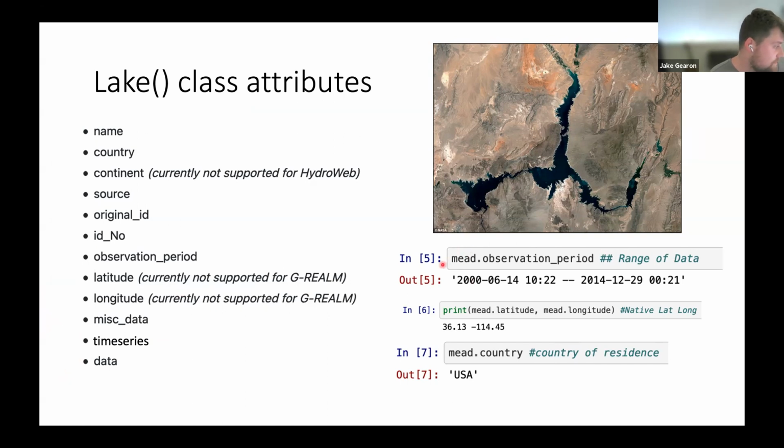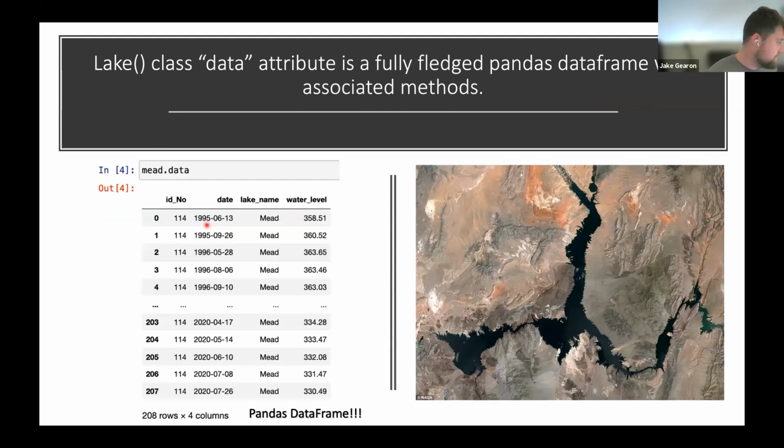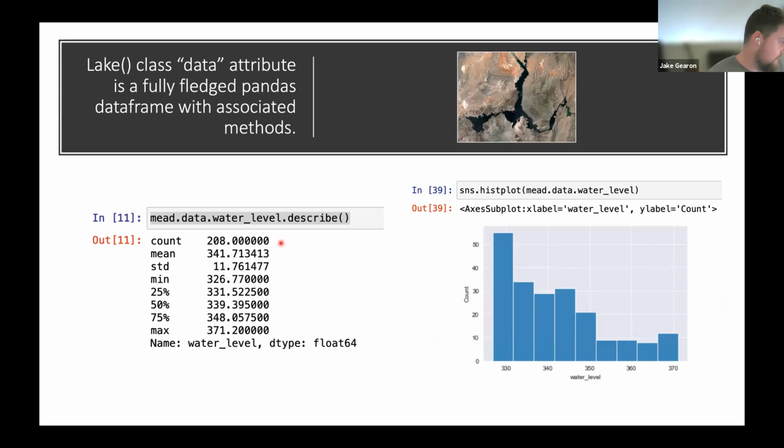And so you see, you just do Mead.observation period, and it prints out a string. It's the range of the data. You could do the same for lat long or the country or something like that. But something I really think is part of the magic of LakePy, and something I really wanted to ensure, is that the project comes out of the box immediately ready for visualization and analysis. So in fact, Mead.data is just a Pandas data frame with all its associated methods and everything like that.